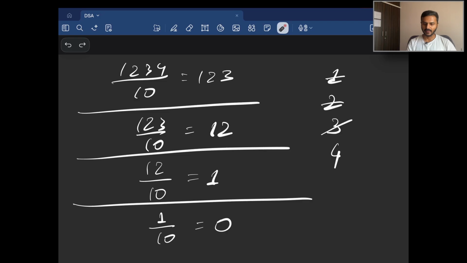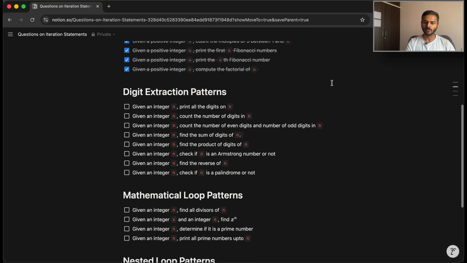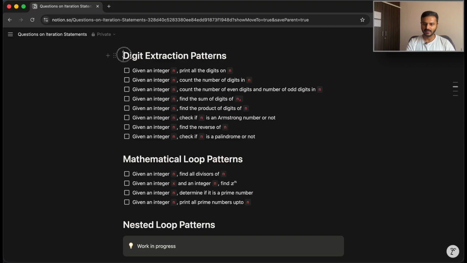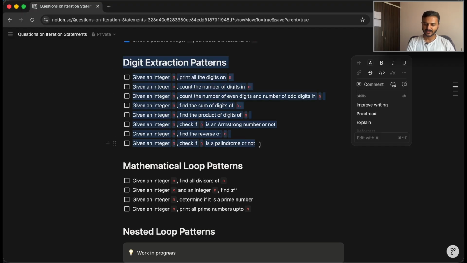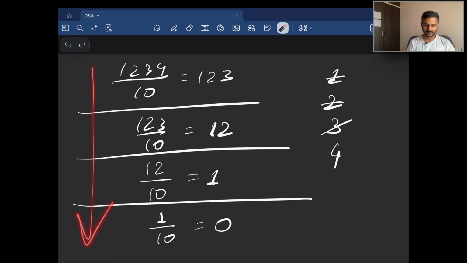Now, this is something which I'm going to cover when I'm solving questions on iteration statements, and more specifically, solving questions which needs us to extract digits from a number. If you take a look at the list of the question that I have, the second question says, given an integer n, count the number of digits in n. And there, I'm planning to go by this approach.